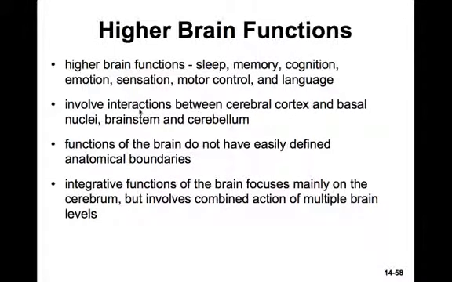In this section, we'll consider higher brain functions such as sleep, memory, cognition, emotion, sensation, motor control, and language. These functions involve interactions between the cerebral cortex, the basal nuclei, the brainstem, and the cerebellum. Many of these functions can be seen in multiple areas of the brain, so the brain does not have easily defined anatomical boundaries. The integrative functions of the brain focus mainly on the cerebrum, but involve combined action at multiple brain levels.